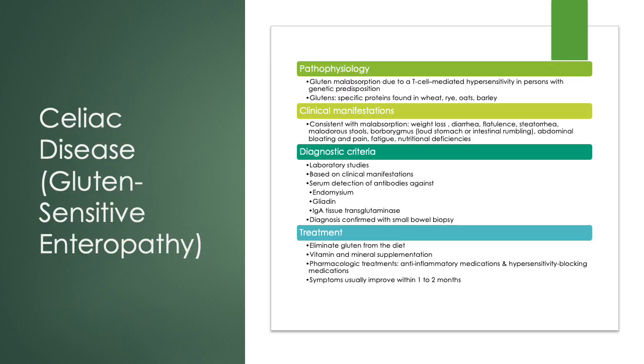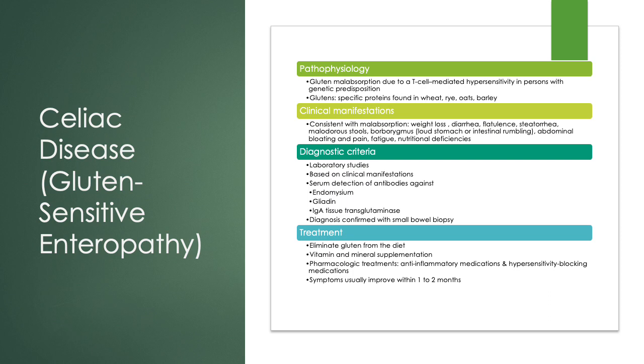Regarding celiac disease, this is a gluten sensitivity. So, this is characterized by a T cell mediated hypersensitivity reaction in individuals that are allergic to wheat, rye, oats, and barley. So, the clinical manifestations are consistent with those of malabsorption. You have weight loss, diarrhea, a lot of gas or flatulence, steatorrhea, you may have malodorous stools, borborygmus, which is loud stomach or intestinal rumbling. You'll see abdominal bloating and pain, fatigue, and or nutritional deficiencies, particularly in vitamins and minerals.